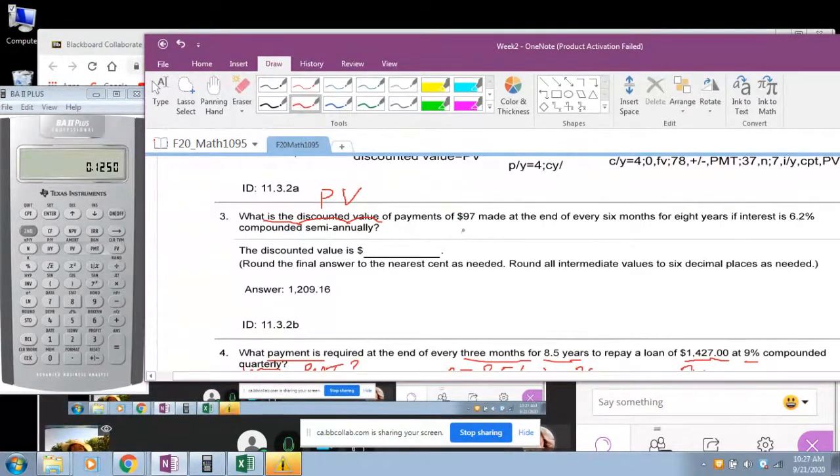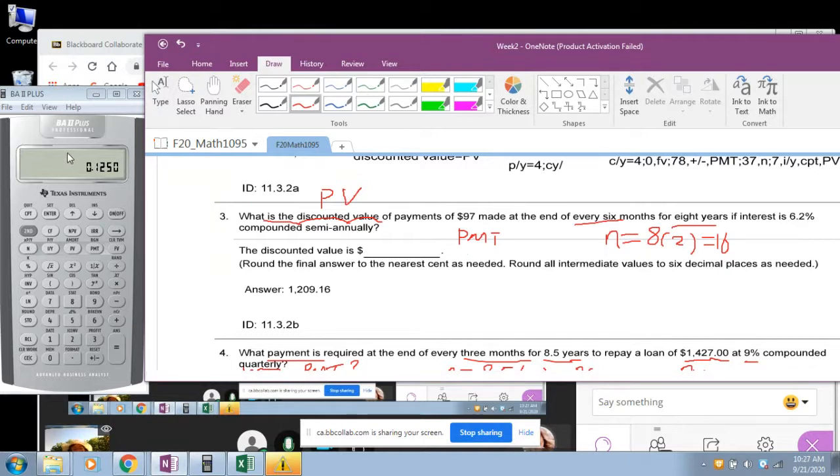So this one must be PMT. Okay, $97 PMT, made at the end of every 6 months for 8 years. A year has 2 6 months. So 8 years times 2 equal to 16. That is N. If interest is 6.2%, compounded semi-annually.